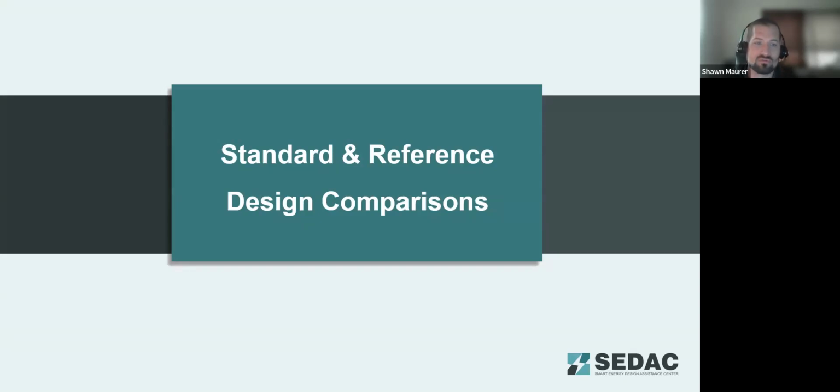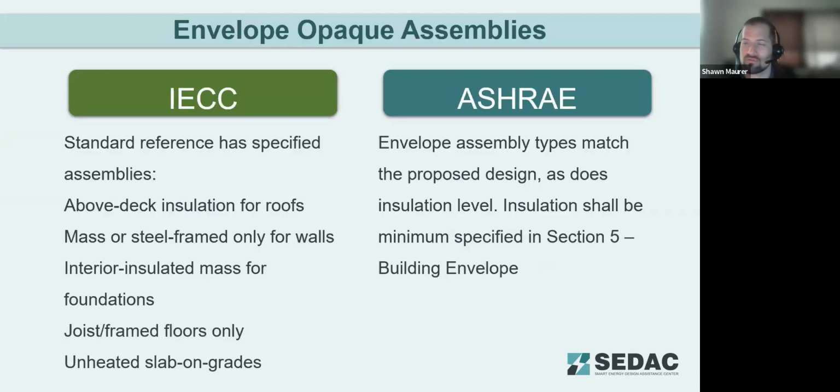So now we'll move into direct comparisons of that standard design and reference design requirements for the IECC versus ASHRAE. Both ASHRAE and IECC have a table of requirements for what's in the standard reference design building and what's in the proposed building model. As you go through the table, a lot of them will say these requirements are the same, but there are specific areas that have differences between that proposed design and the reference design that we want to call out here and just see how those compare between the IECC and ASHRAE. The first one is envelope opaque assemblies.